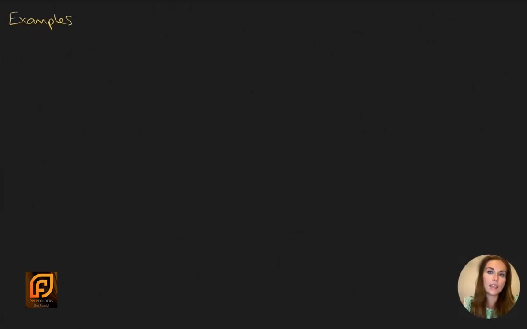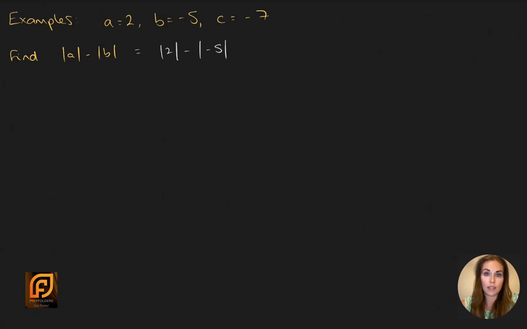Let's say a equals 2, b equals negative 5, and c equals negative 7. Find the absolute value of a minus the absolute value of b. This is the absolute value of 2 minus the absolute value of negative 5. The absolute value of 2 is 2, and the absolute value of minus 5 is 5. So we have 2 minus 5, which is negative 3.